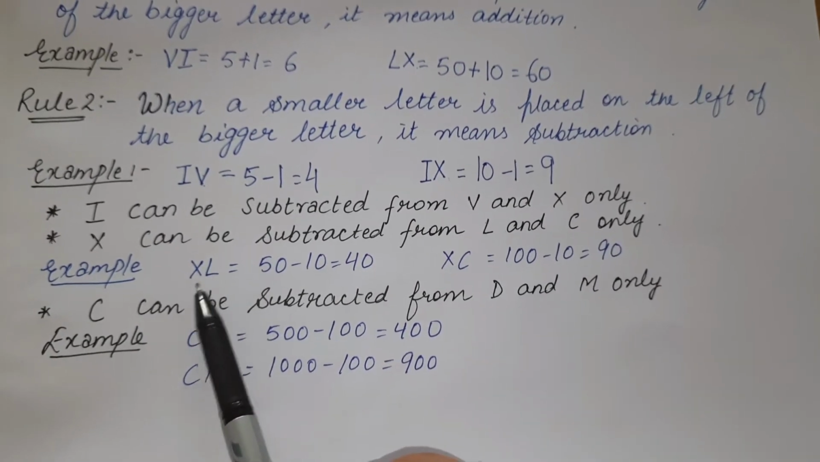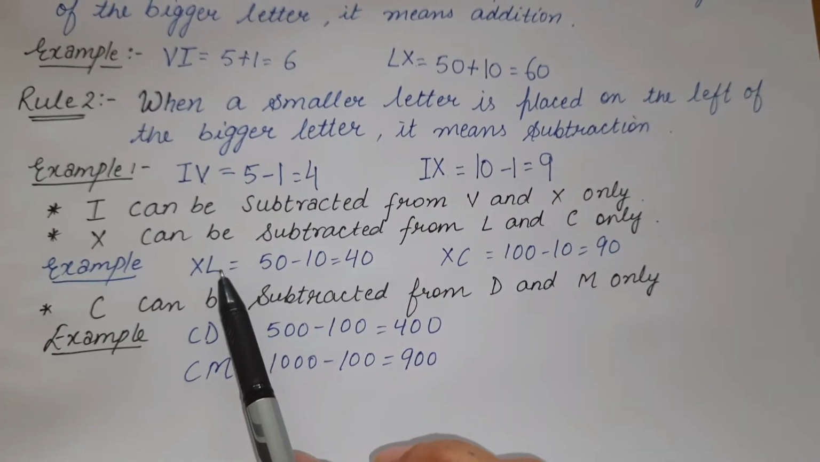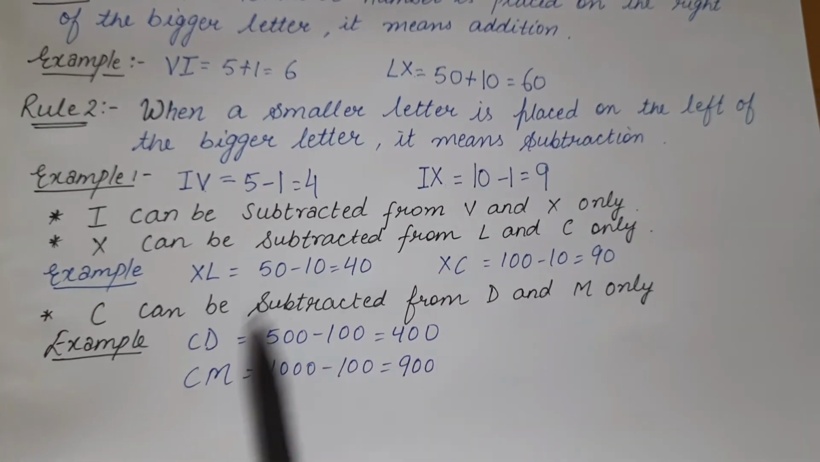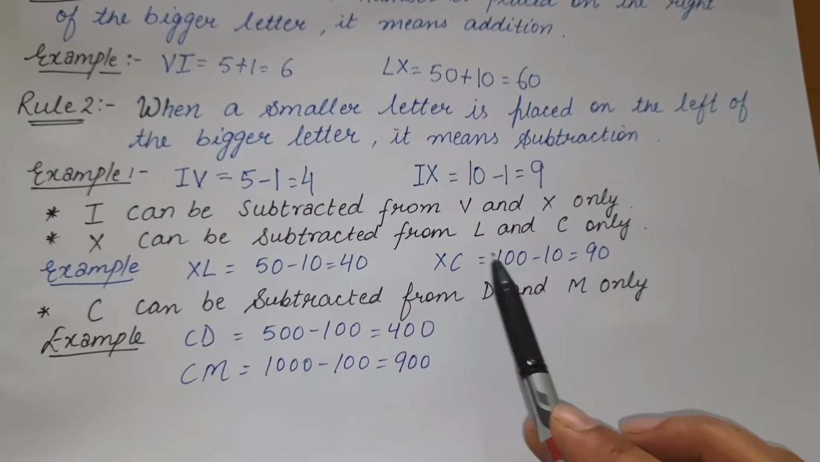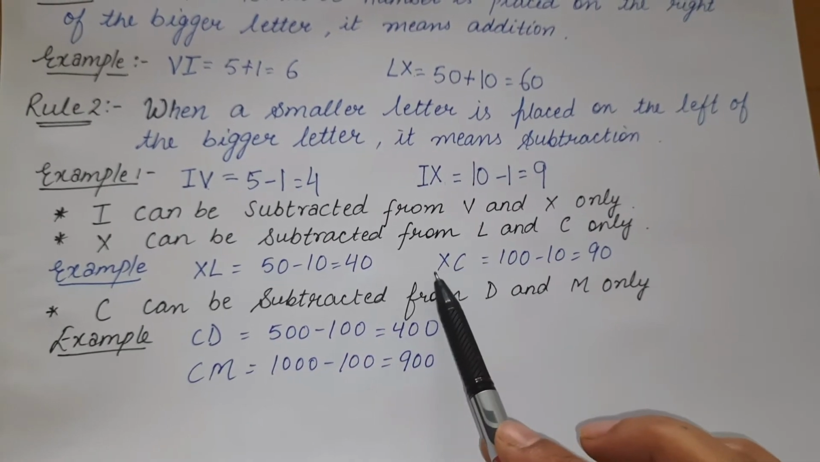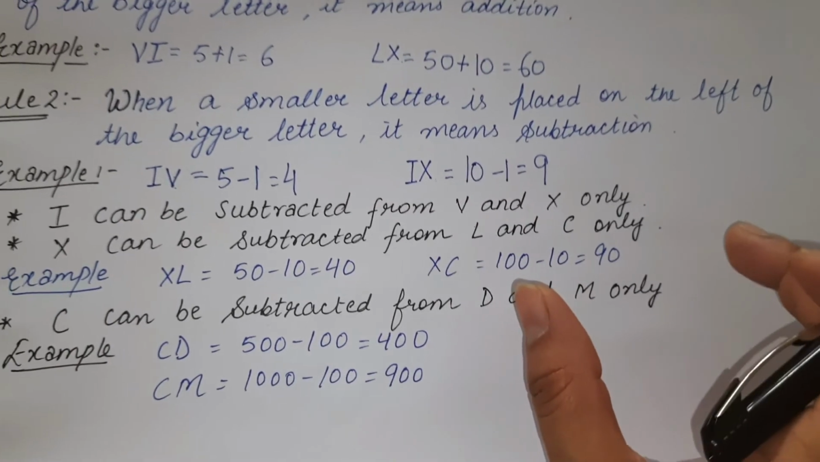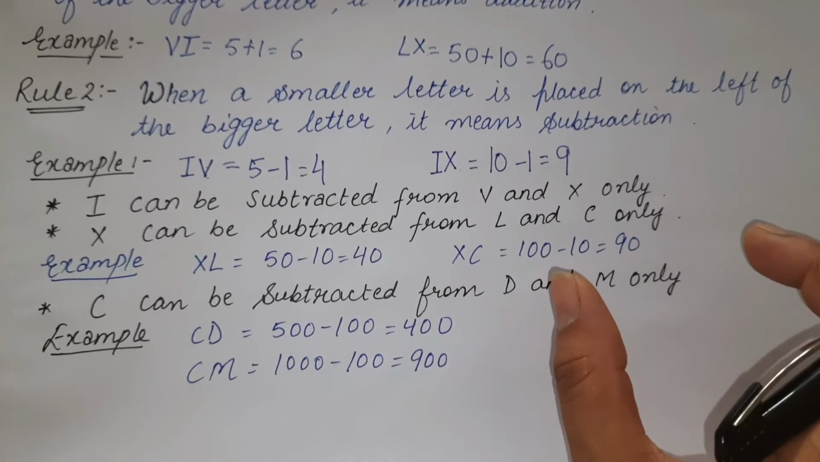See this example, XL. XL means L stands for 50 and X stands for 10. So it will be 50 minus 10, which is 40. And XC, C stands for 100, X stands for 10. So it will be 100 minus 10, which is 90. And we can subtract X from L and C only.